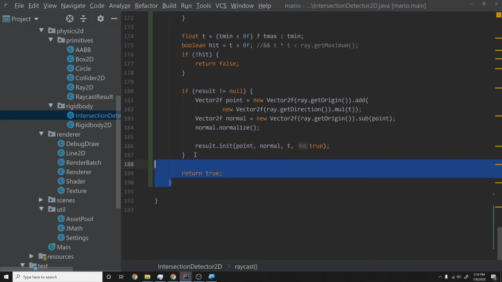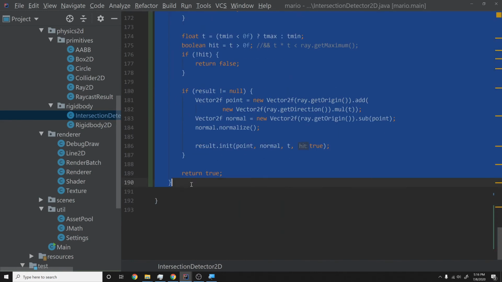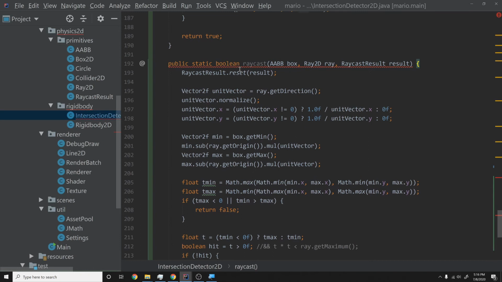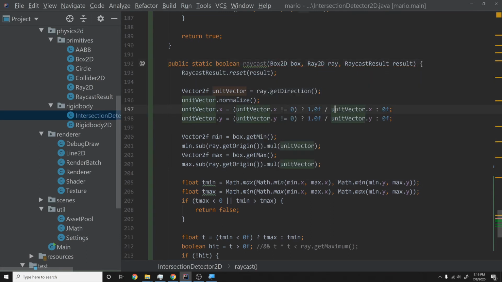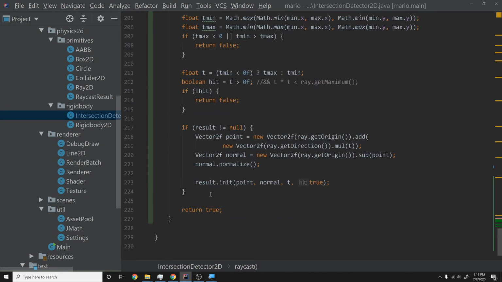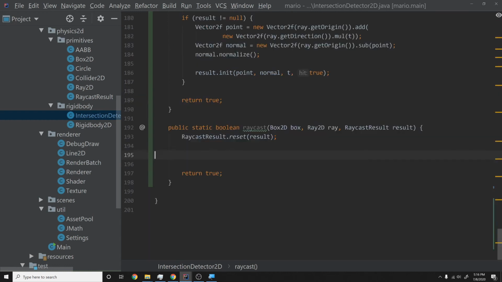Not too bad. Now let's get into the hard stuff, which actually isn't that much harder. I'm just going to copy and paste this real quick, and we're going to call this box2D instead of that. So this is mainly going to be the same with a couple differences. I'm just going to erase all this though. So get rid of all of it.